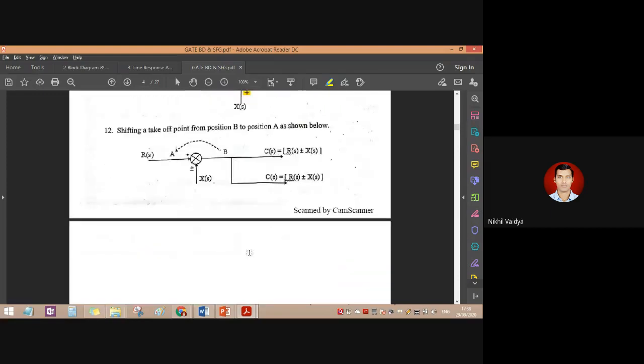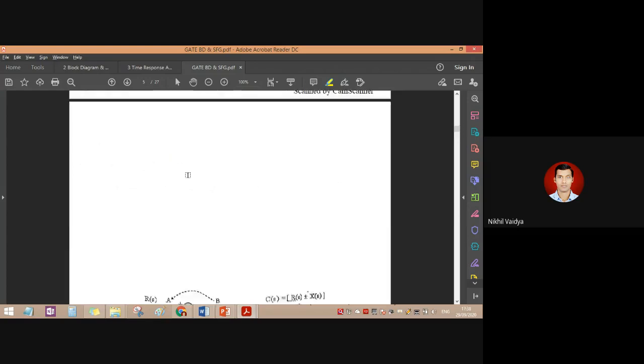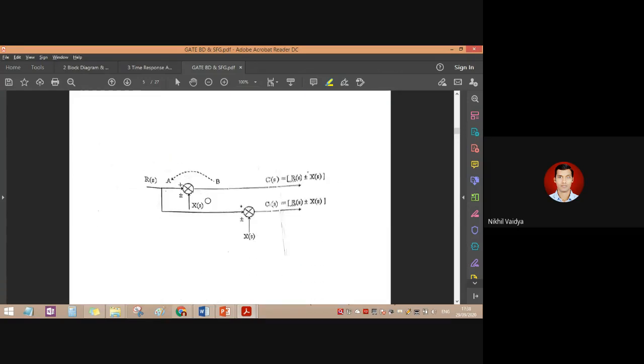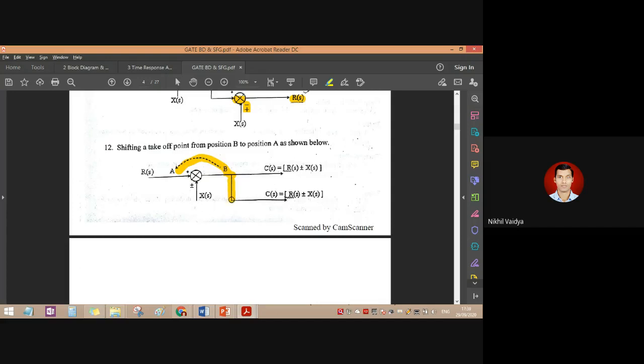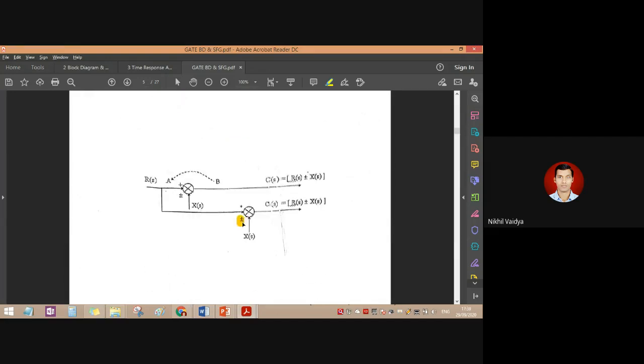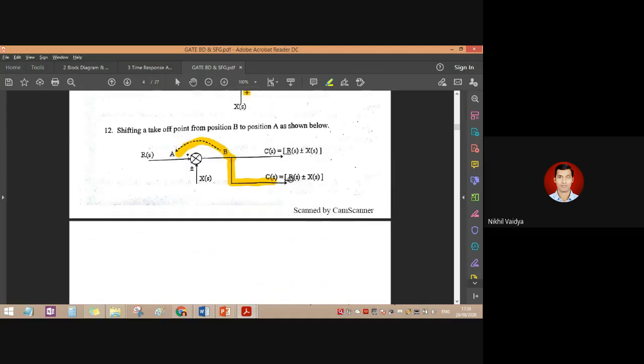Similarly, shifting of takeoff point before the summing point, you just have to add the same block. Here there was nothing previously, so you just have to add the same cross block. There is no sign change, plus plus. This summing point you just have to add in the feedback path, and you will get the similar answers you were getting before.